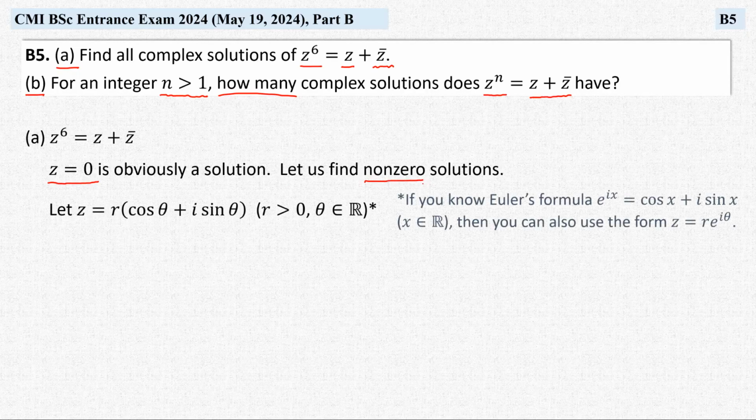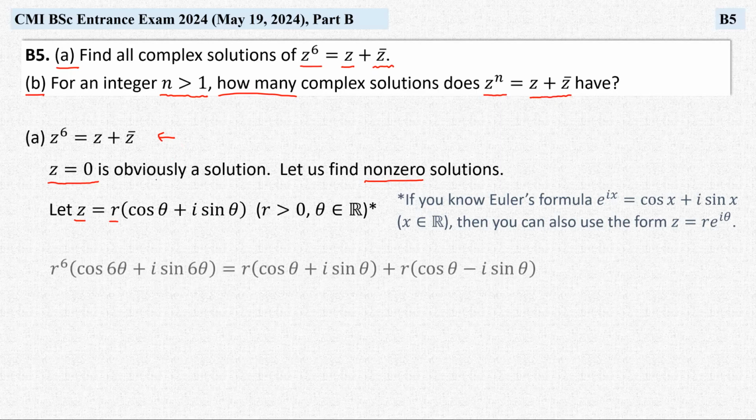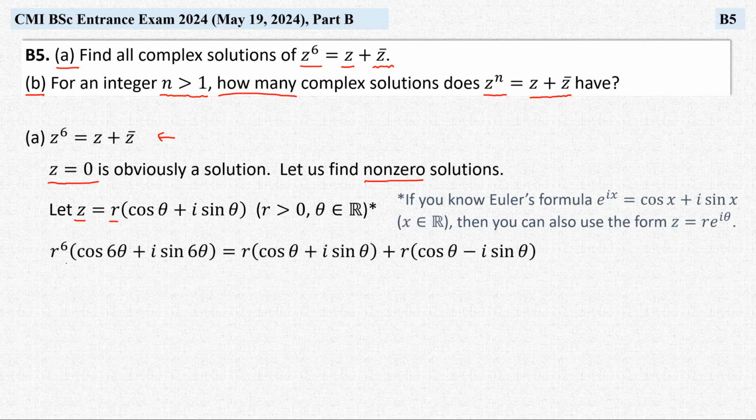We have to use the polar form of complex numbers, so let z be r times cosine theta plus i sine theta. Then the equation z to the 6th power equals z plus z bar becomes: the left-hand side is r to the 6th power times cosine 6 theta plus i sine 6 theta, and the right-hand side is r times cosine theta plus i sine theta plus its complex conjugate r times cosine theta minus i sine theta.